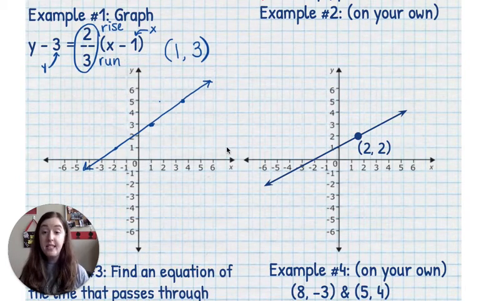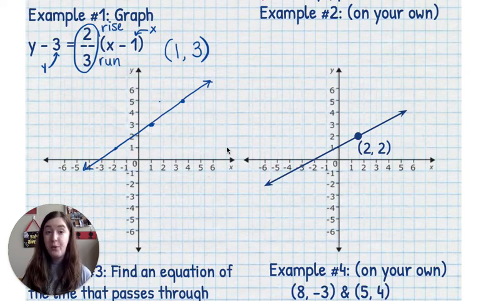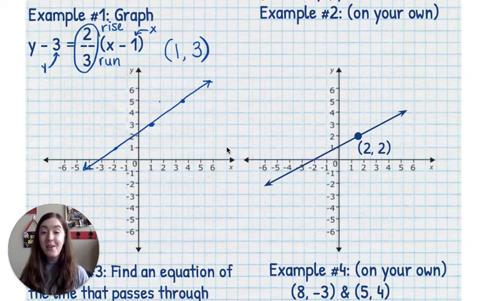So you graph basically the same way as you would for slope-intercept form, just instead of plotting the intercept, you're just plotting a point. So same thing. All right, so go ahead and find the equation of the next line.